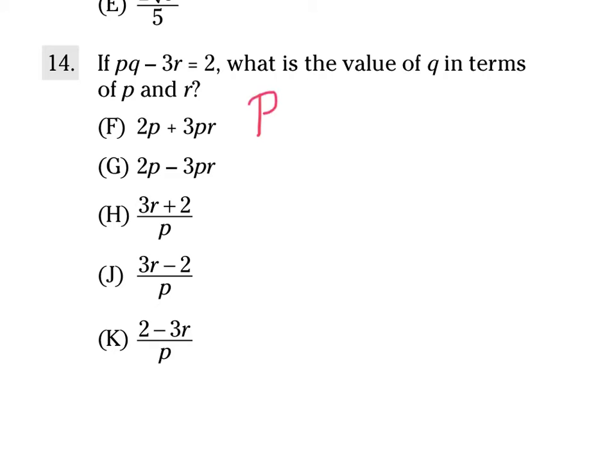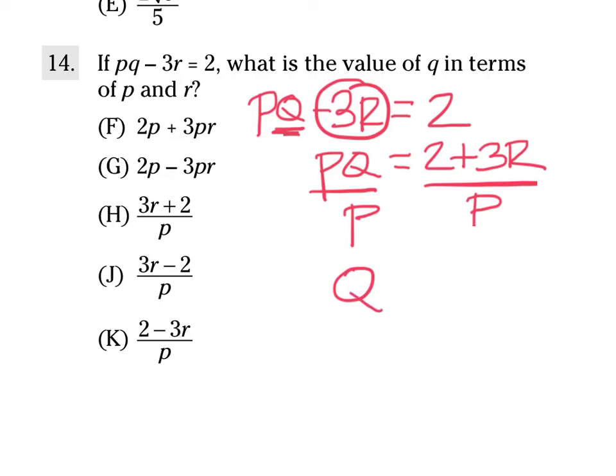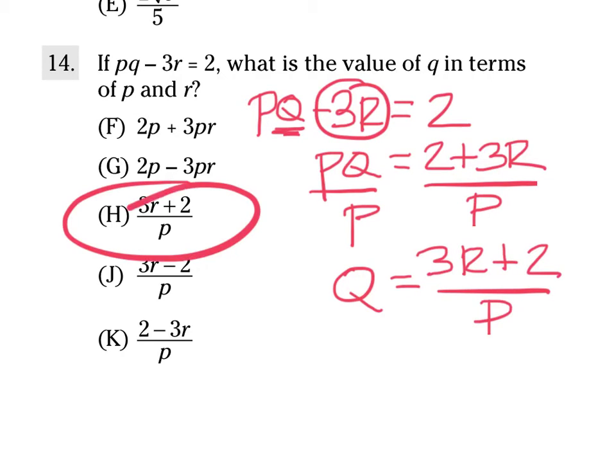Alright, so if you start out with PQ minus 3R equals 2, what is the value of Q in terms of P and R? You're solving for Q. So to get Q by itself, you've got to move that minus 3R to the right and make it plus 3R. And then divide both sides by P. So Q equals, and the way they have it on here is 3R plus 2 over P. So that would be H.